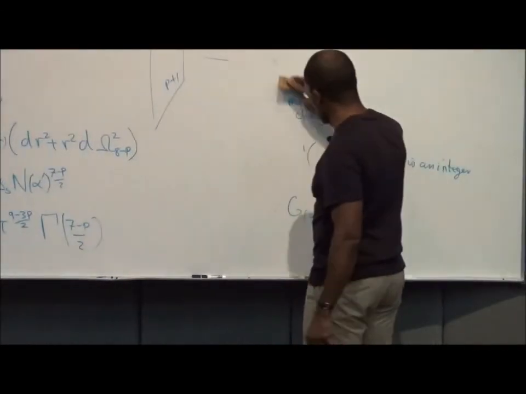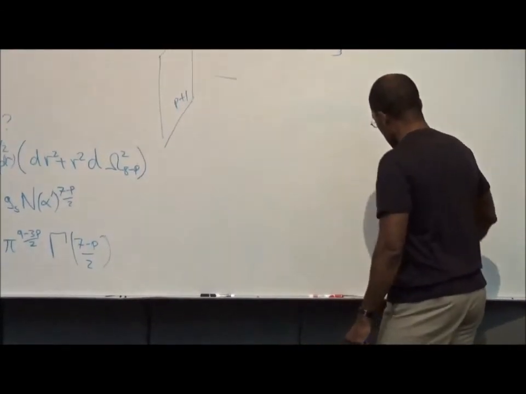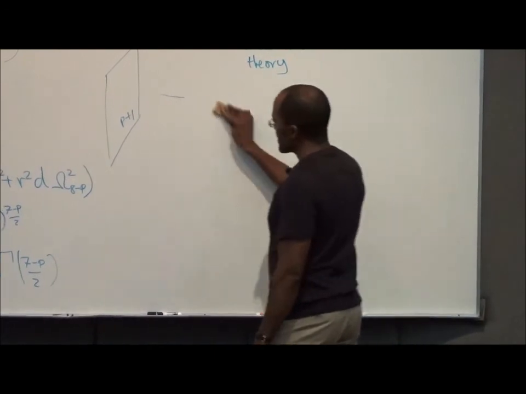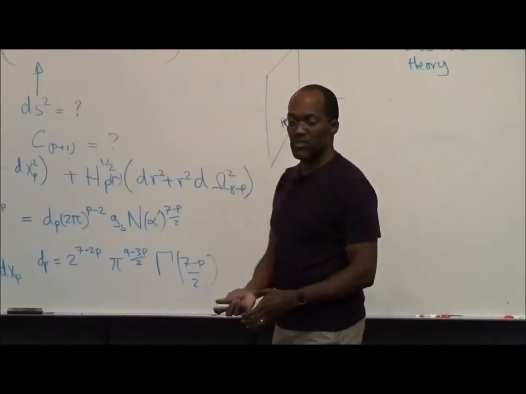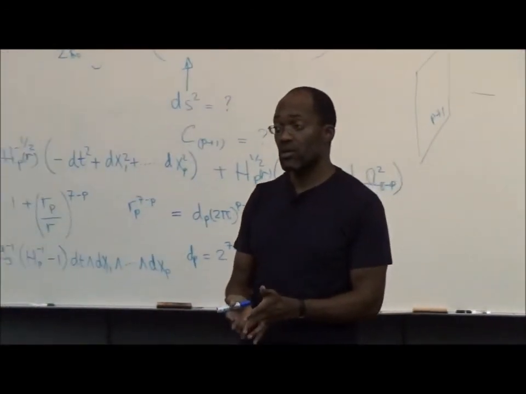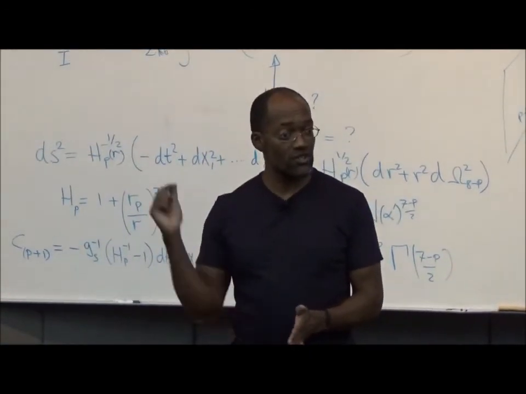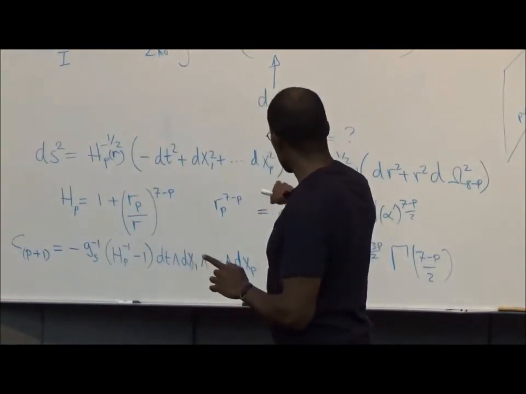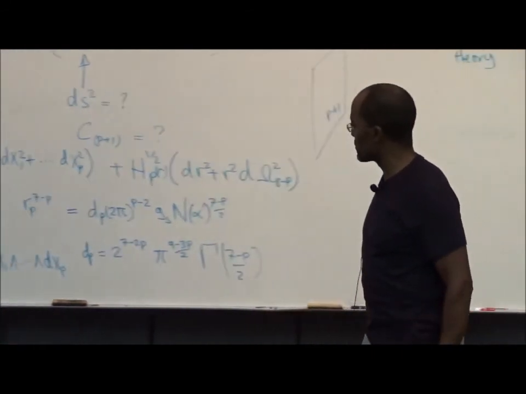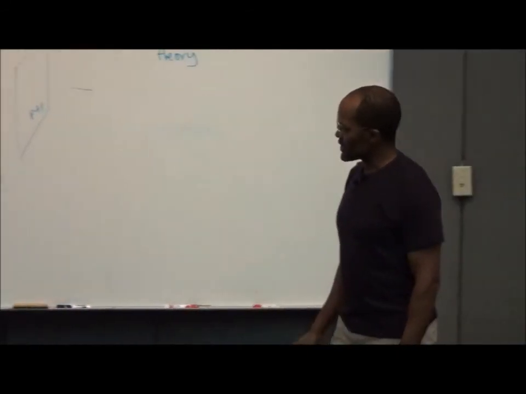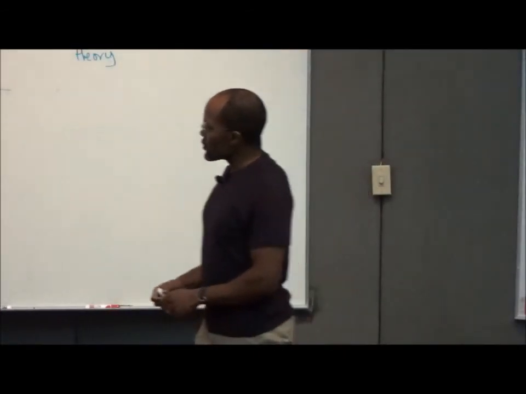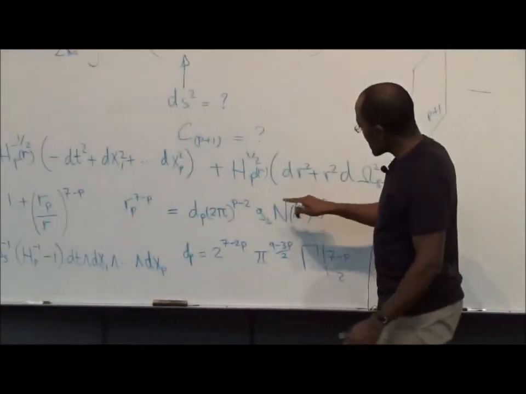N is some integer, and it is, as I said, the same integer that tells me basically how many units of Ramond-Ramond charge this solution has. Actually, there's one extra piece I forgot to include. I'll write it down in a moment. Okay?